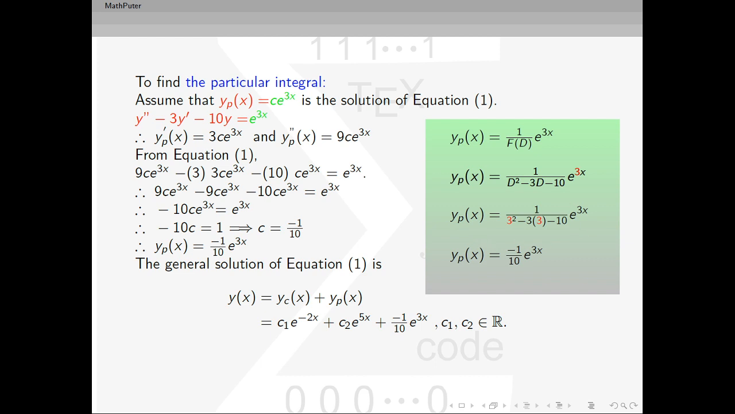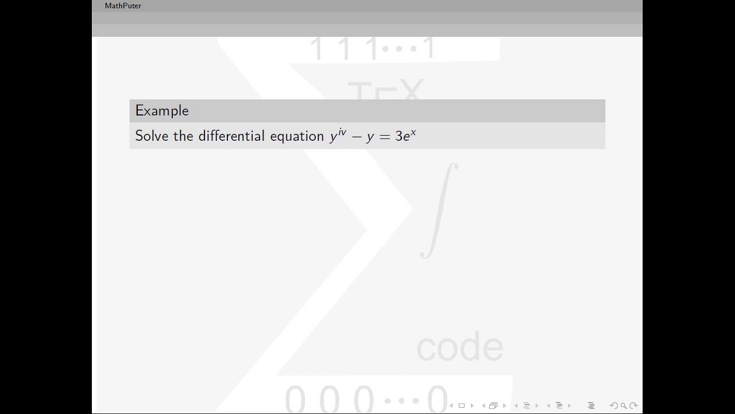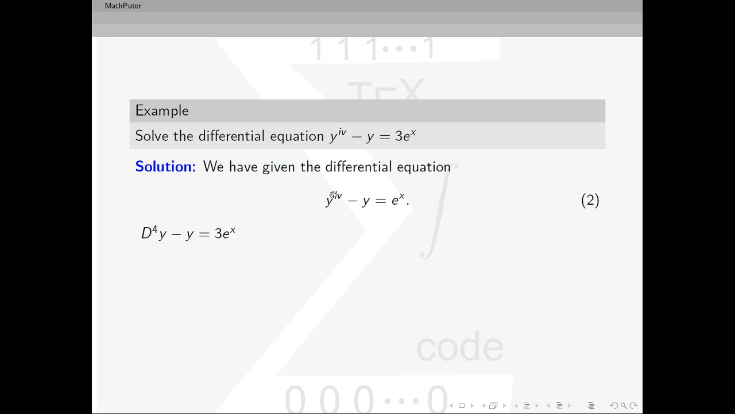Now let us go for the second example. The second example: the fourth derivative of y minus y is equal to 3 times e raised to x. Let us represent the given function in terms of D. So this is the fourth derivative, which gives us D raised to 4 y minus y is equal to 3 times e raised to x. The same thing we have.